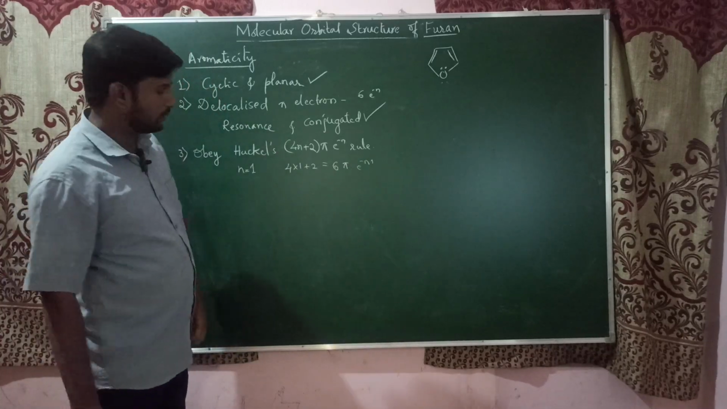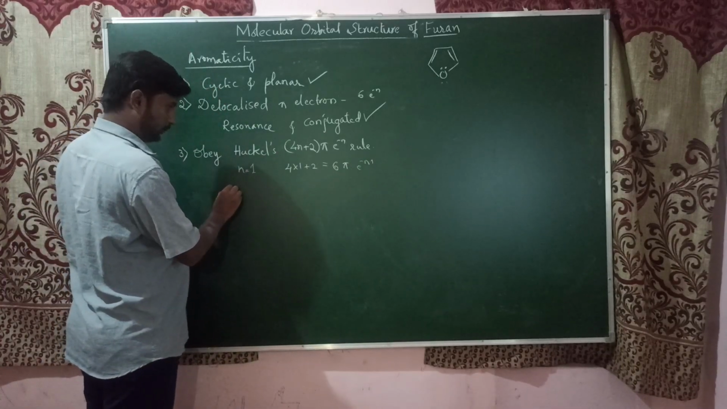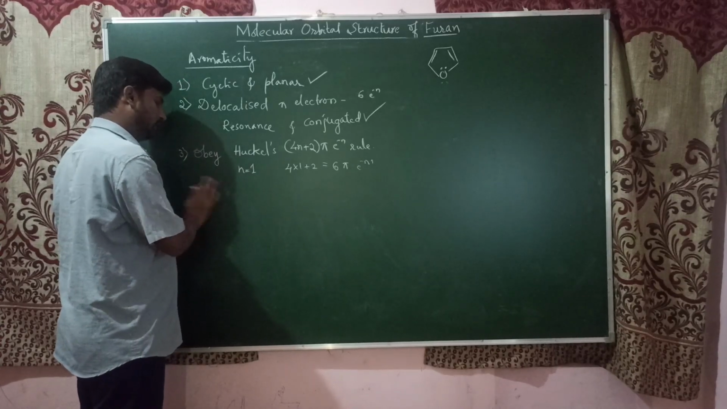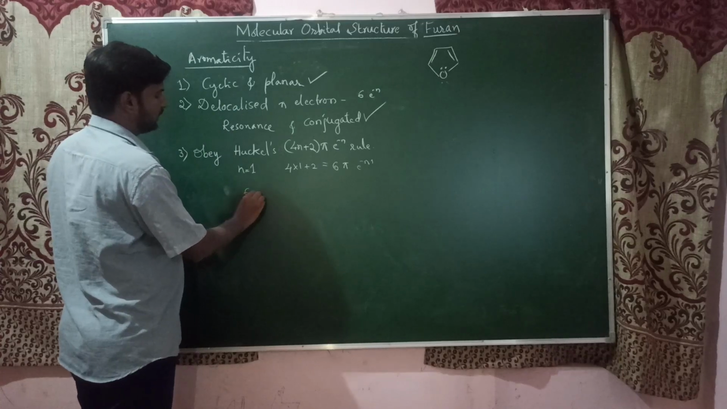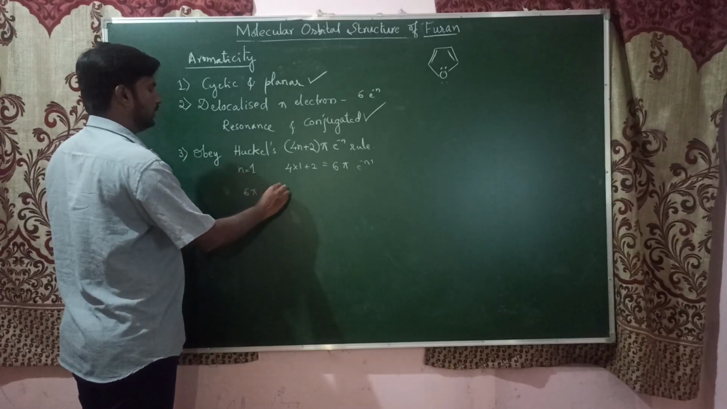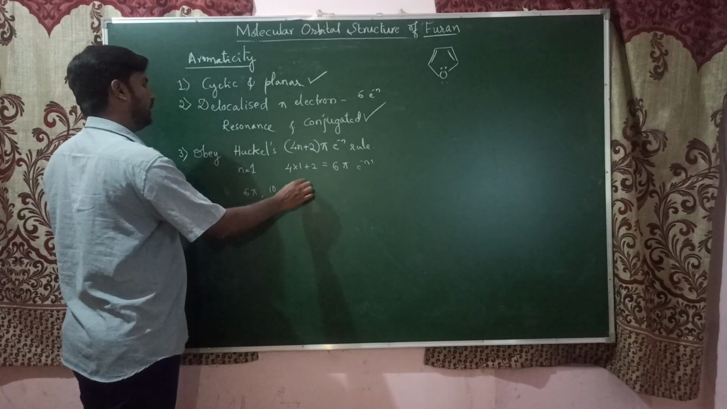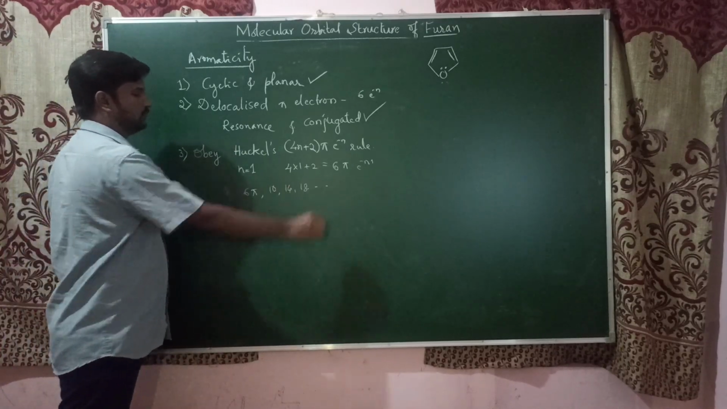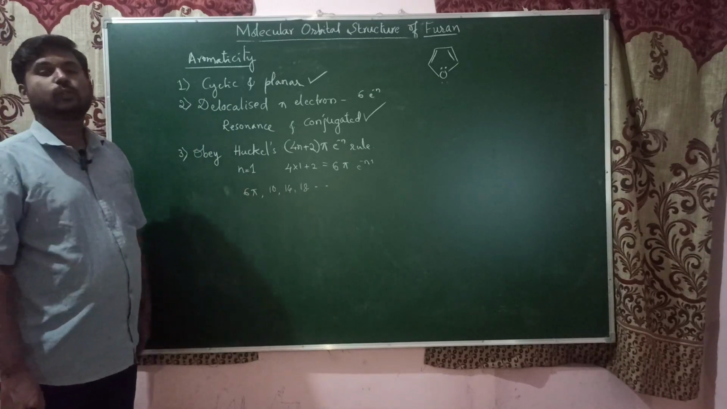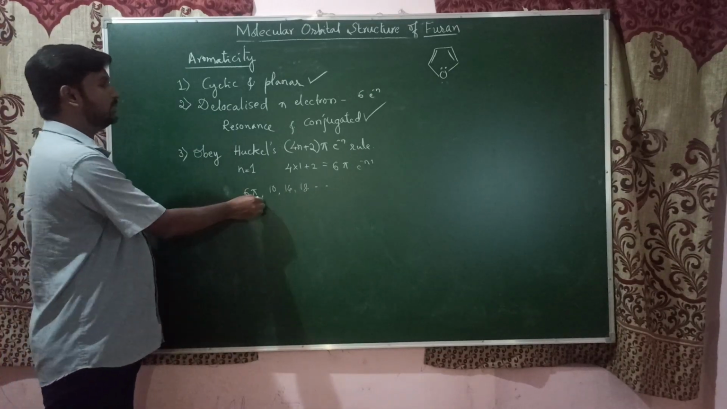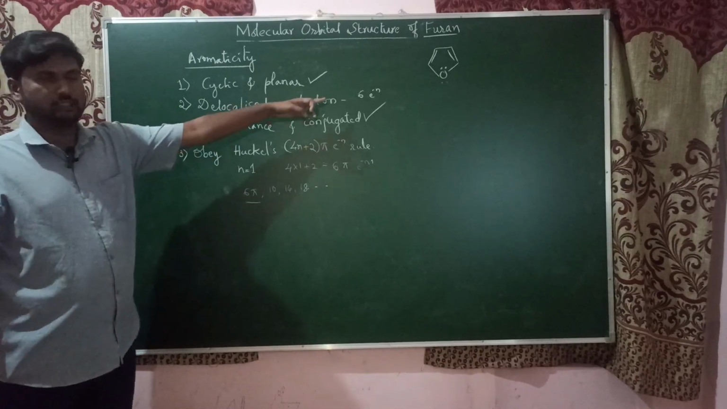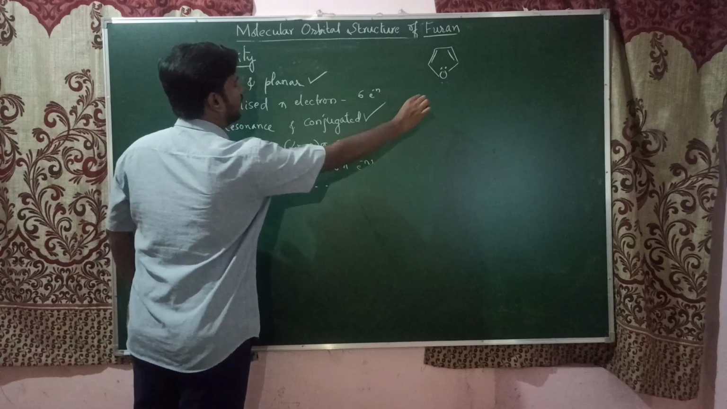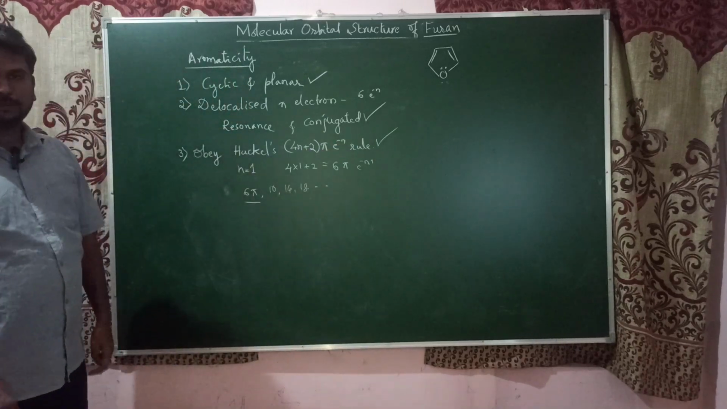According to Huckel's rule, systems containing 6, 10, 14, 18 pi electrons and so on all show aromaticity. Here we can see in furan there are 6 pi electrons, as you already saw. So hence it obeys Huckel's rule, which is the third criterion of aromaticity.